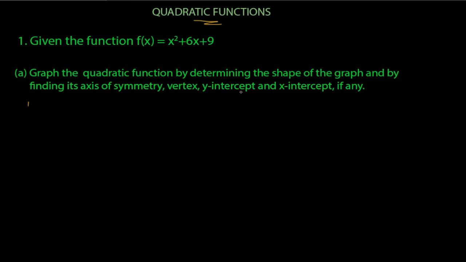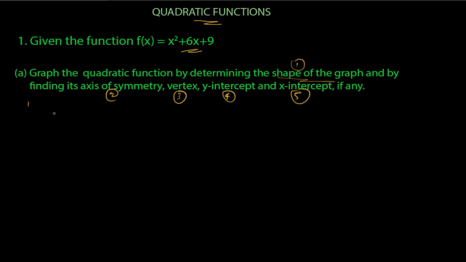What we'll be doing in this video is how to graph a quadratic function using the following information: the shape of the graph, which is 1. The next information is the axis of symmetry, the vertex, the y-intercept, and the x-intercept. So all these 5 properties of a quadratic function are what I'm going to use in graphing this quadratic function.